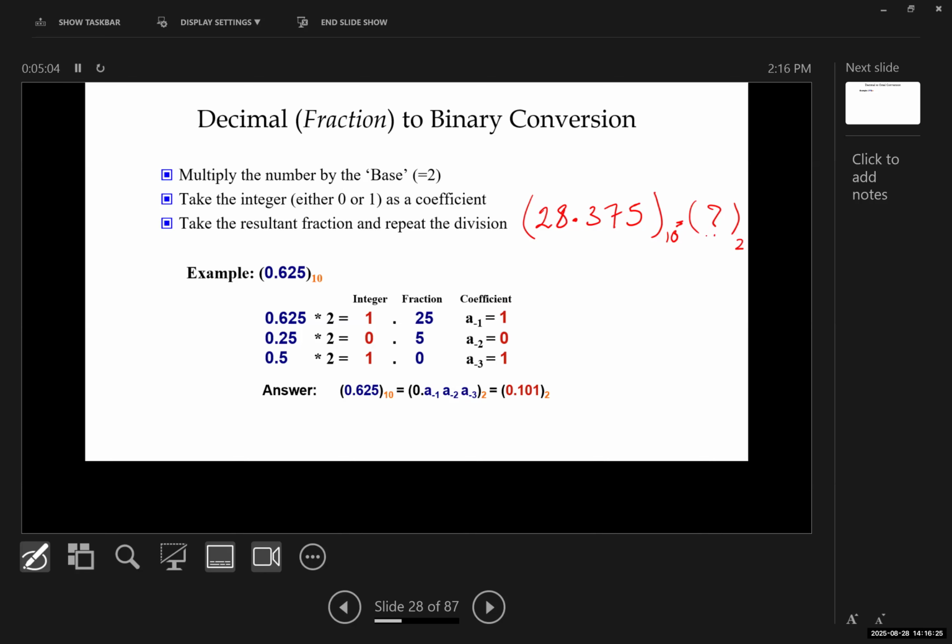Has anyone solved it? Yes. I'll give you a few minutes.